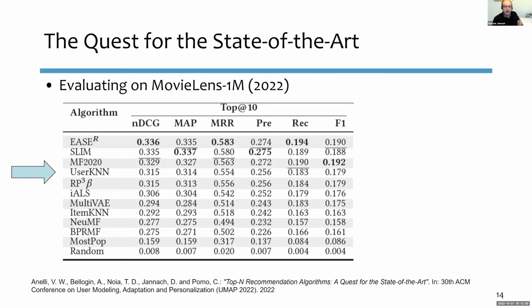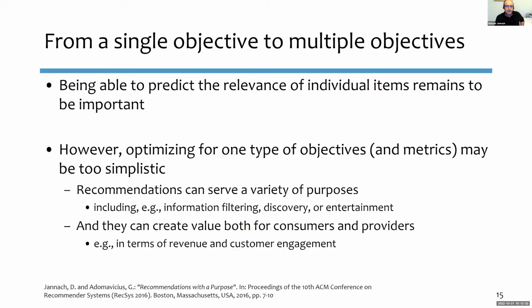So this also raises questions. But the important point for us maybe, what we learn also from this workshop and from others that have done this, is that we should move from single objectives to multiple objectives, as also proposed in 2001. One thing we have to mention is that being able to predict the relevance for users in a certain context remains important.